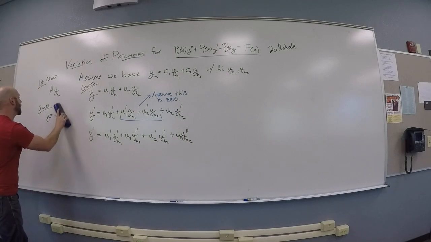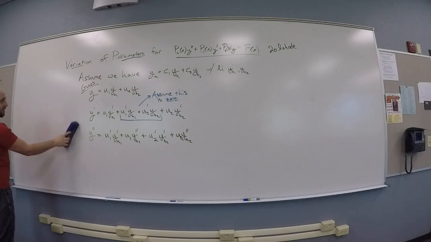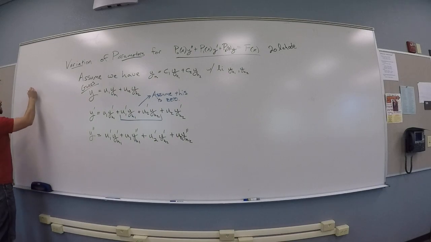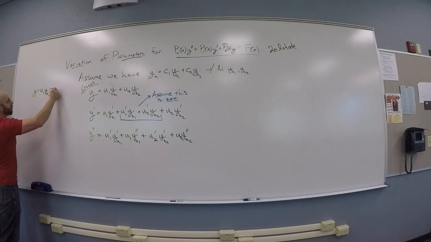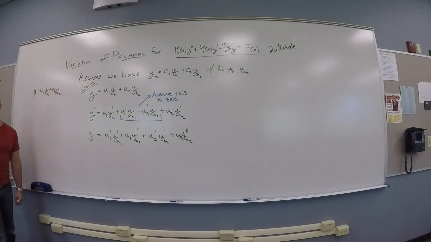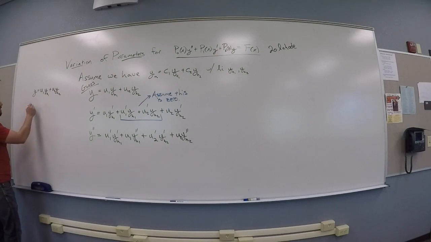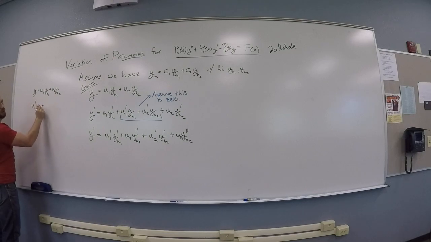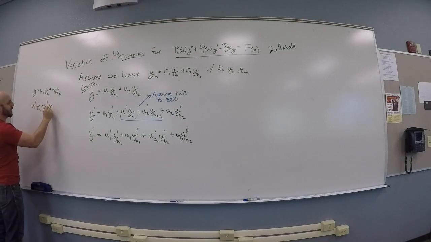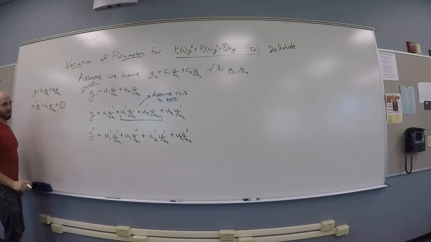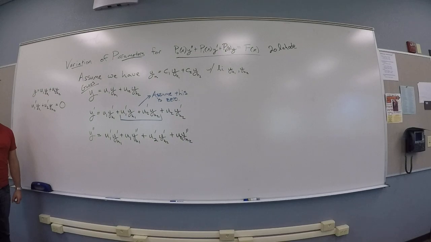Okay, so let's summarize the things that I assumed. I have my assumption y is u1 yh1 plus u2 yh2. Pretty good with that? That was my initial guess that I made. And then what else did I assume here? That section 0. Yeah, I assumed the blue thing. So I'm going to write that down. So I got u1 prime yh1 plus u2 prime yh2 is 0. You guys good with that?